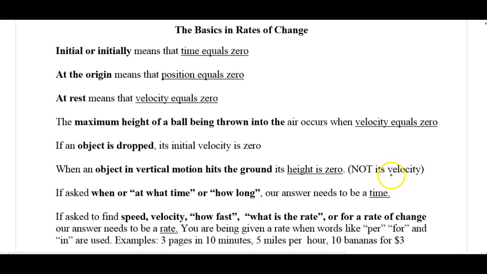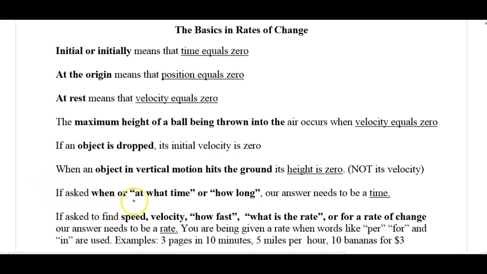Now, a second after an object hits the ground, then yes, its velocity is 0 because it's not going anywhere anymore. But in general, if we're trying to find when an object in vertical motion hits the ground, we need to know that time where it happens. And that time where it happens is when its height is 0, because its height off the ground will be nothing once it hits the ground.